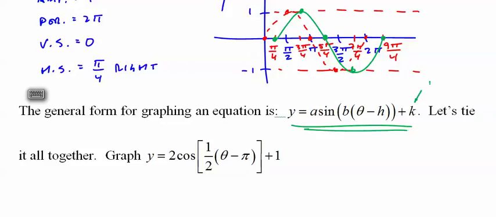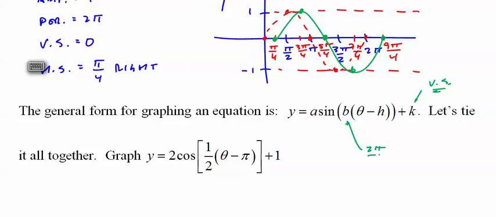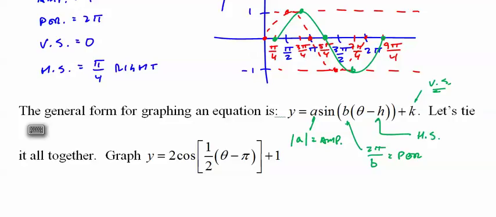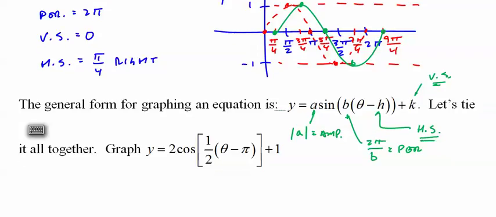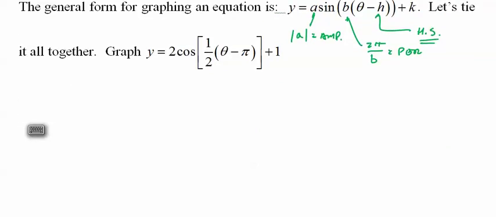K is your vertical shift. 2 pi over b is your period. A is your amplitude, absolute value. And this is your horizontal shift. I'll abbreviate every chance I get.